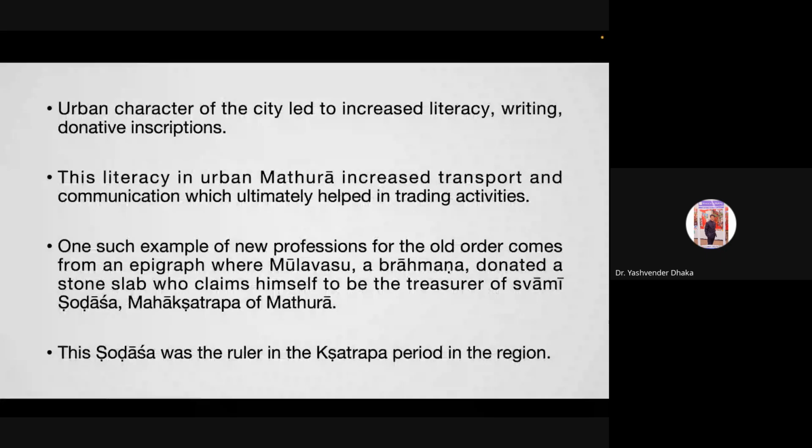Now, the urban character of Mathura is very clear from the donations as well as laity. So it might also mean that there was literacy, writing, and that's how we see donative inscriptions. So this literacy in urban Mathura increased transport and communication, which would have ultimately helped in trading activities. Now, one such example of a new profession for the old order comes from an epigraph where Moola Vasu, a Brahman, donated a stone slab, who claims himself to be the treasurer of Swami Shodasha, Mahakshatrapa of Mathura. The Kshatrapas were ruling Mathura in the 1st and 2nd century CE. So this person happens to be the treasurer of Shodasha, Mahakshatrapa of Mathura, who is also a donor of an epigraph. Now, this Shodasha was the ruler of the Kshatrapa period in the region, as I have discussed.